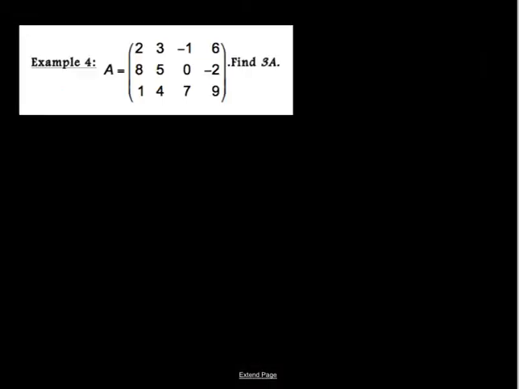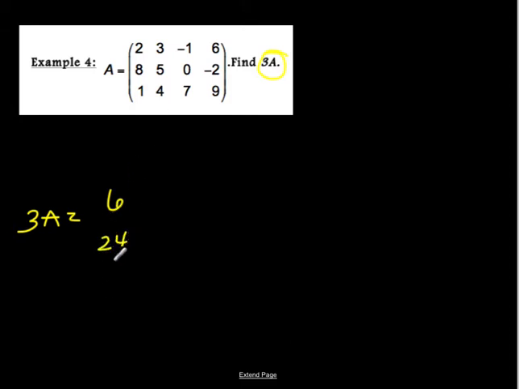So example 4 says, here's matrix A. We want to find 3A. So my scalar is 3. So 3A will equal, I'm just going to take every single element in here and multiply it by 3. 2 times 3 is 6. 8 times 3 is 24.